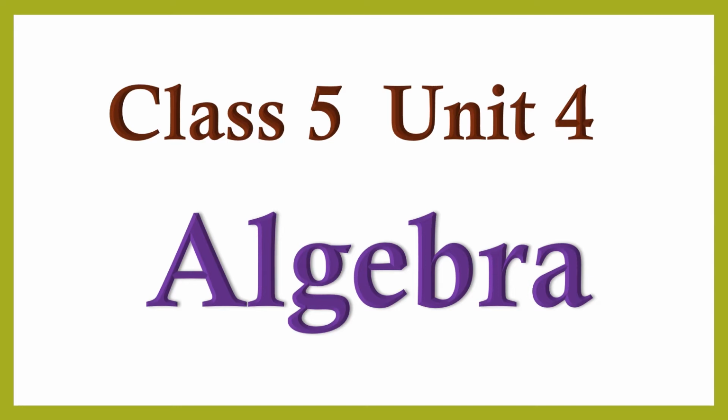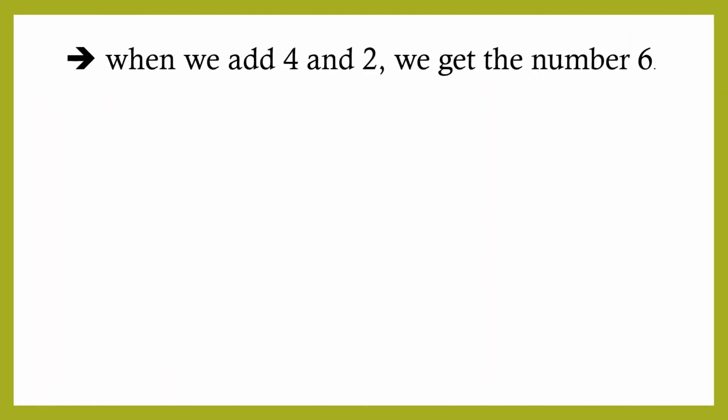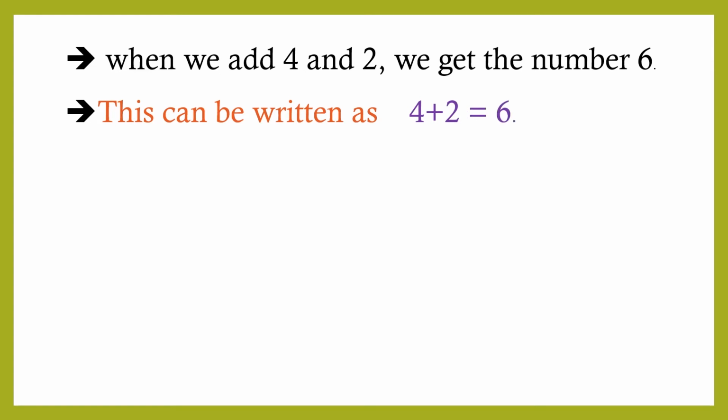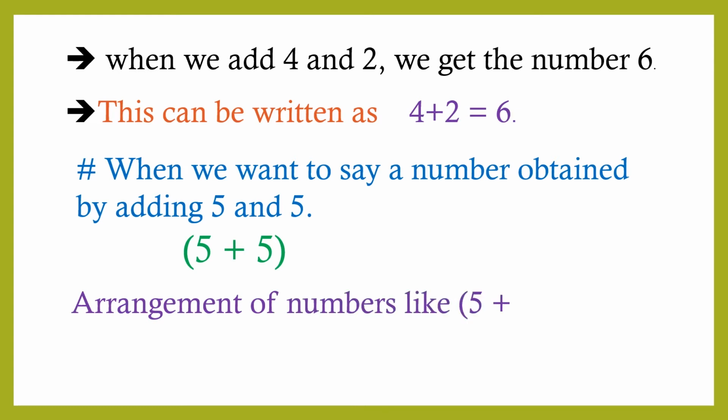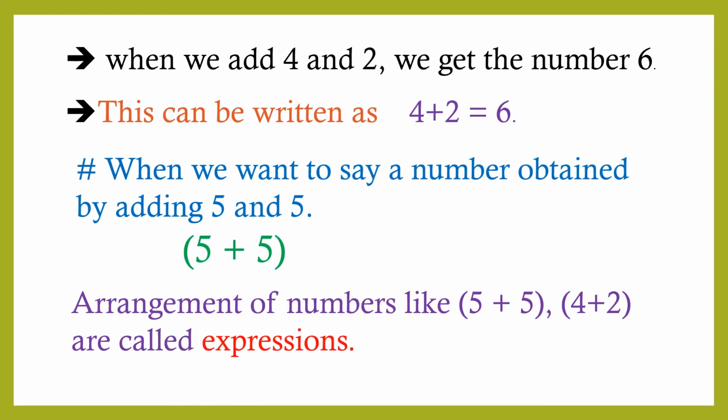Let us see a small example. When we add 4 and 2, we get the number 6. This statement can be written as 4 plus 2 equal to 6. And another example, when we want to say a number obtained by adding 5 and 5, this statement can be written as 5 plus 5. So, the arrangement of numbers like 5 plus 5, 4 plus 2 are called expressions. Expression is nothing but expressing the statement in a short form.